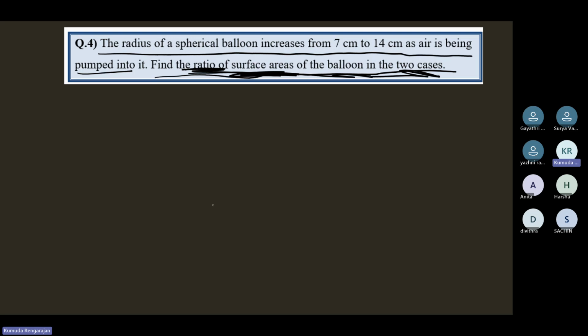The first case is when the radius of the spherical balloon is 7 centimeters. The second case is when the radius of the spherical balloon is 14 centimeters. These are the two cases. You don't have to find the surface area. The question is not to find the surface areas of the balloons in the two cases. Find the ratio of the surface areas. So you can directly find the ratio.